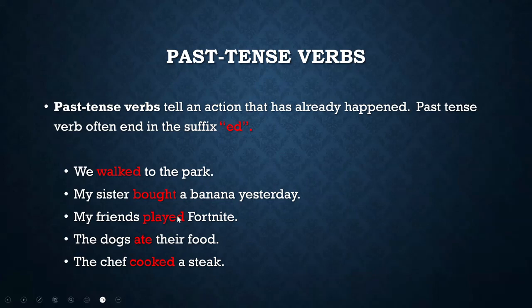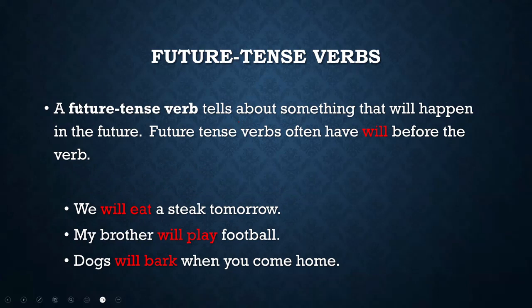Future tense verbs tell about something that will happen in the future. Future tense verbs often have will before the verb. We will eat a steak tomorrow. My brother will play football. Dogs will bark when you come home. So these use the will to tell about the future.